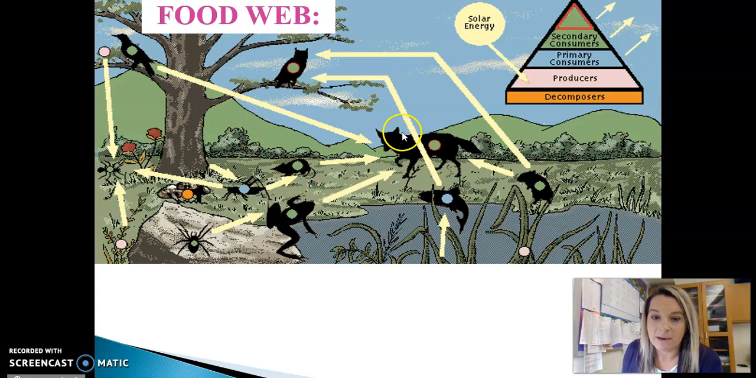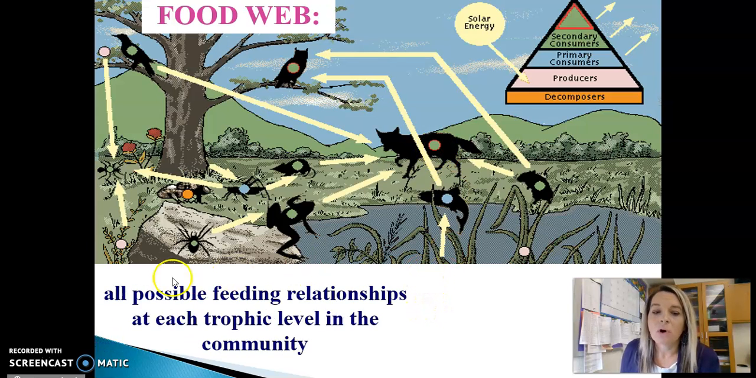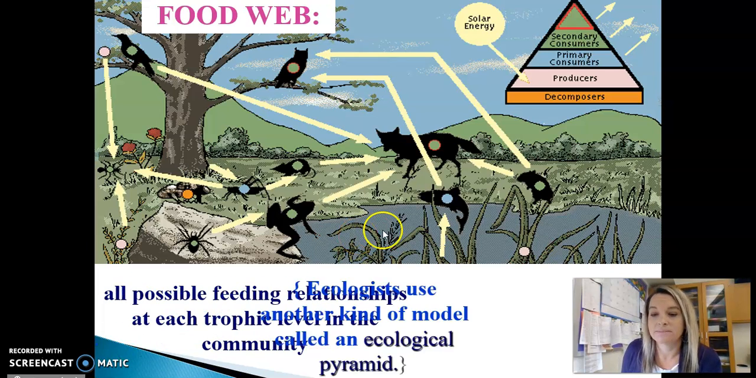But you'll notice that for here, this wolf or coyote, whatever you think it is, is getting energy from birds, from mice, and from frogs, and from these moles here. All possible feeding relationships are shown in a food web. So what's more realistic in nature, a food chain or a food web? That's right, a food web, because it shows all the possible relationships.